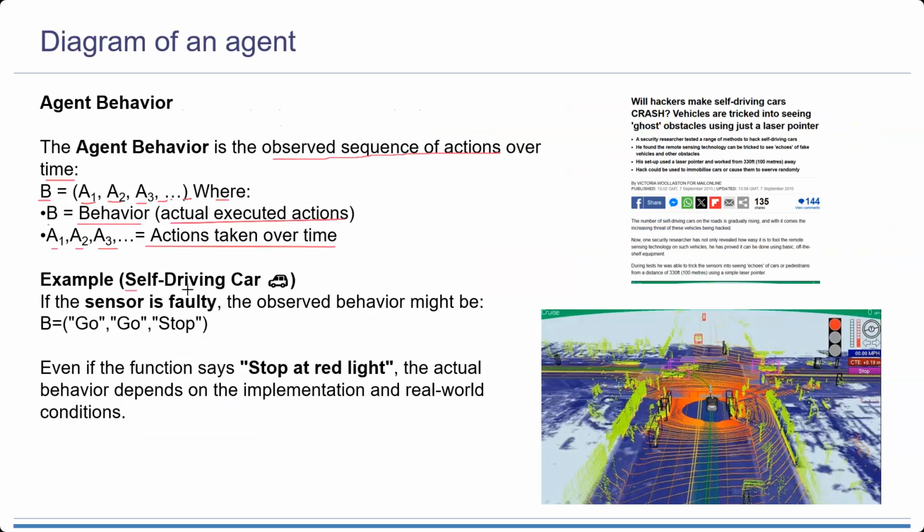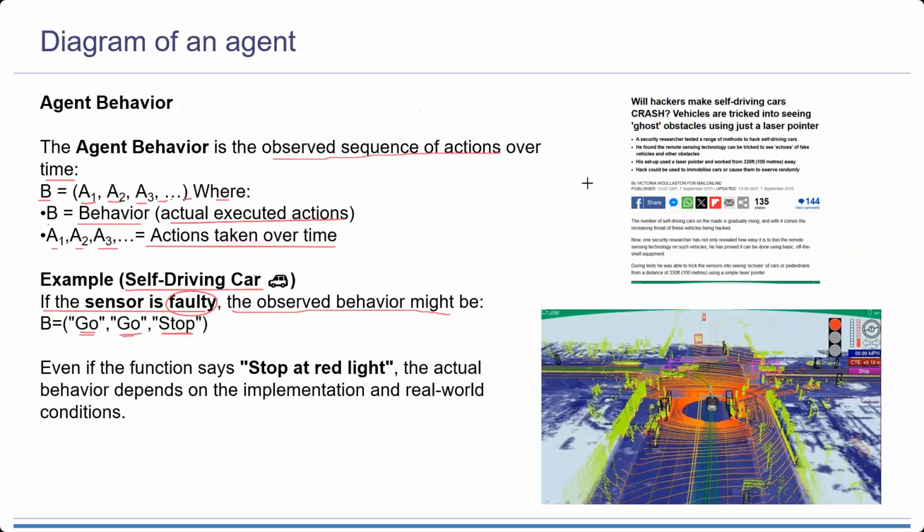For example, in the self-driving car, maybe this is very easy to look at as an example. If the sensor is faulty, for example, the observed behavior might be go, stop. If there is a fault in the sensors, maybe the car can go a little bit and then stop.